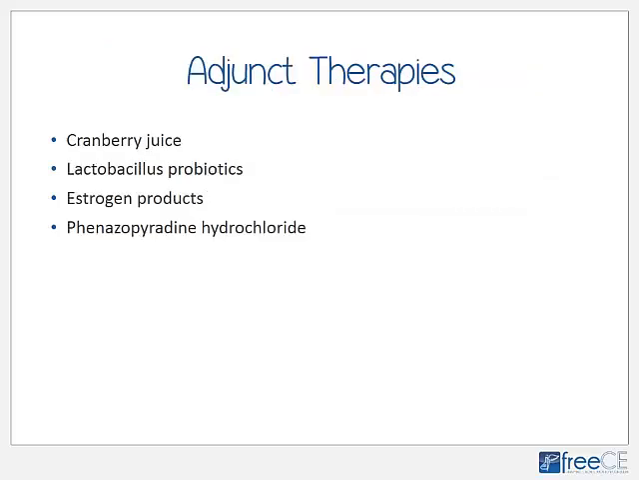Before we finish up, I do think that it's important to just mention some adjunct therapies that patients may ask you about or you may hear about. So the products that you hear mostly about in terms of preventative measures to prevent urinary tract infections are cranberry juice, lactobacillus probiotics, and estrogen products. The data in terms of preventing urinary tract infections with these products are relatively not straightforward. Some show that there's a decreased risk of UTI, some really show no difference.